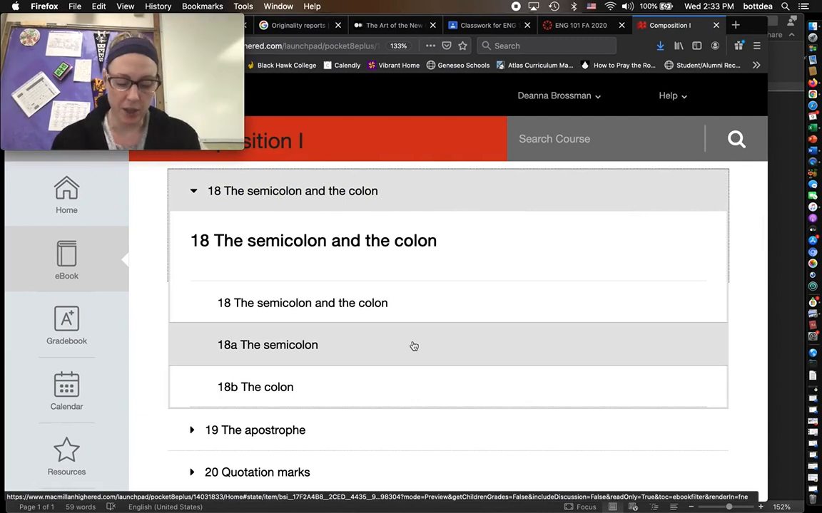Remember that here we're looking at the differences between these two pieces of punctuation. The semicolon is the stop connect. You can only use it between items of equal grammatical rank, which means you can only use it between independent clauses or if you have a series that has internal punctuation.